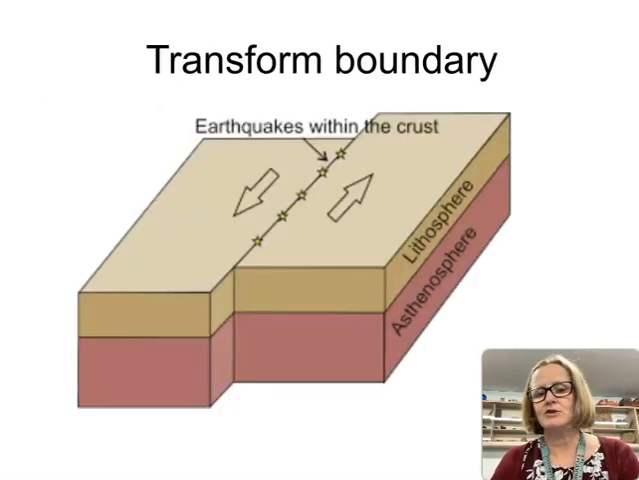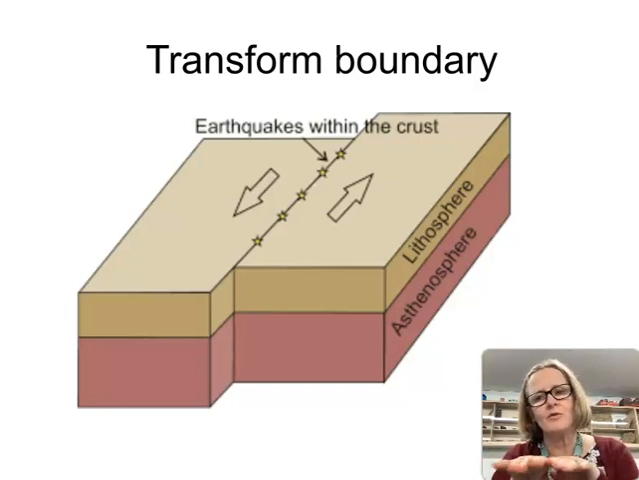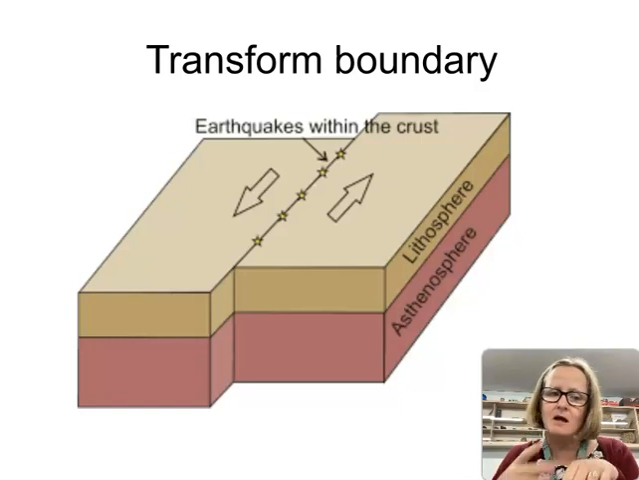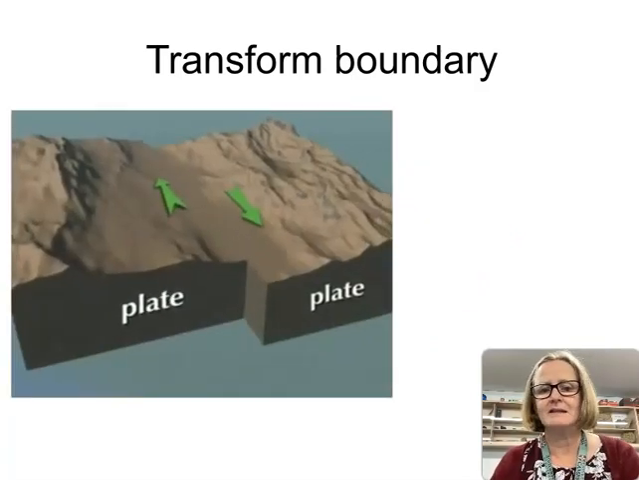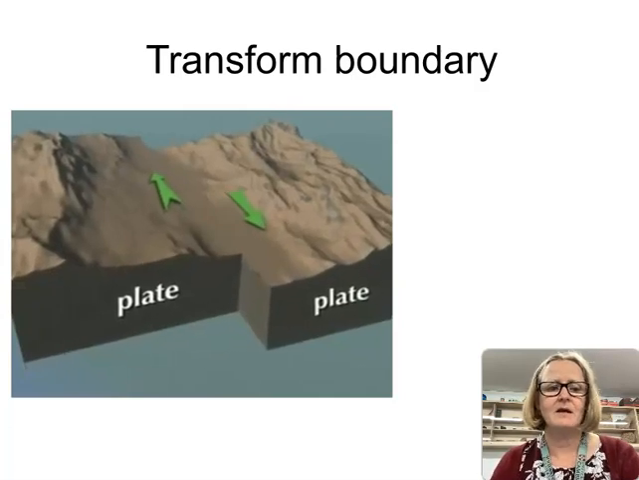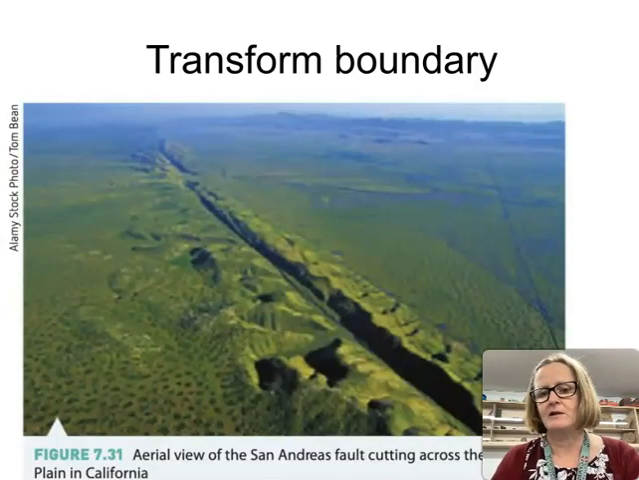The last of our boundaries is a transform boundary. This one is a little bit less exciting because we only really get earthquakes. This is where boundaries move side to side. Little image here showing the two plates slipping past each other. And the kind of land features we get look like this.